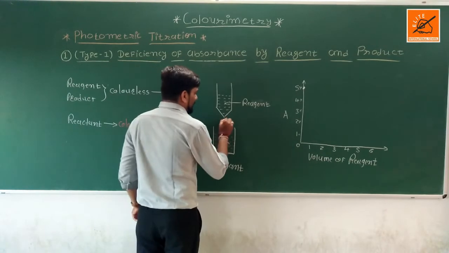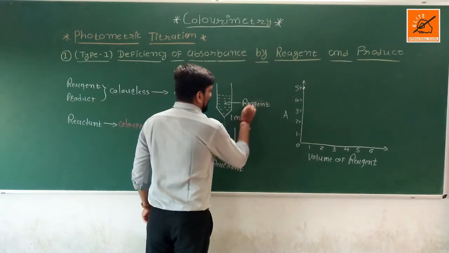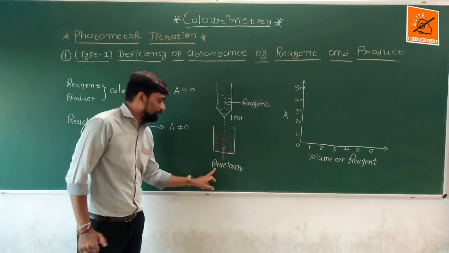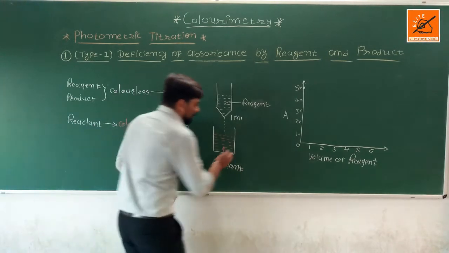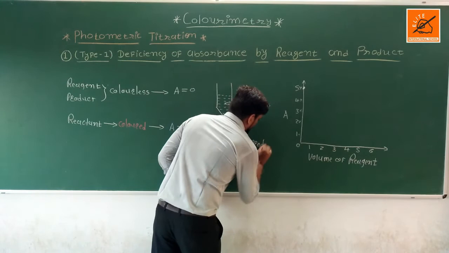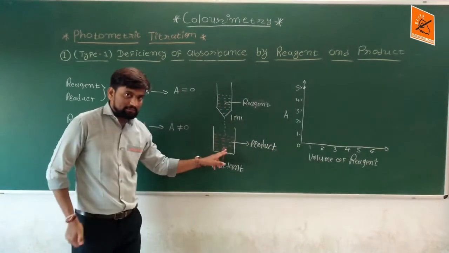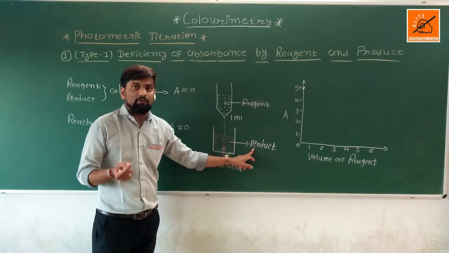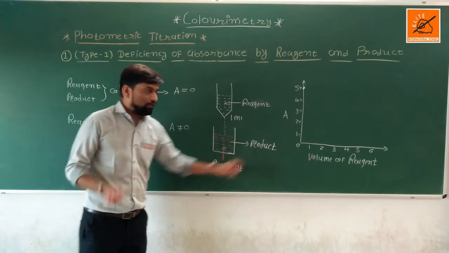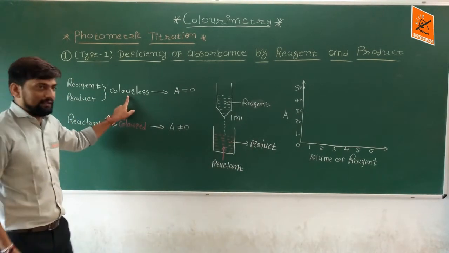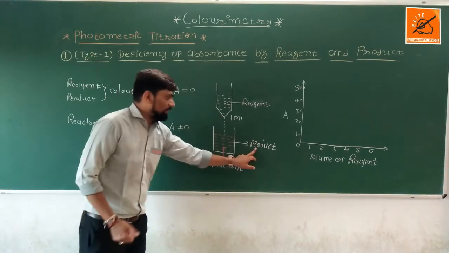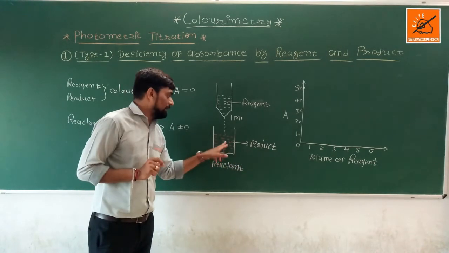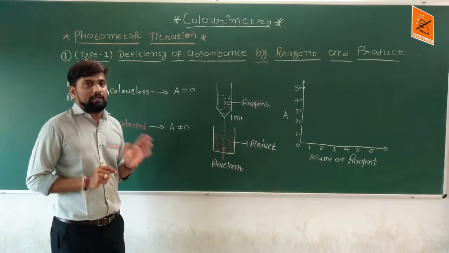Next, we will add 1 ml. Suppose 1 ml of reagent is added into the flask. This 1 ml of reagent reacts with the reactant and converts into the product. This product is formed in the flask and it is also colorless. So this product is colorless. That's why light is not absorbed by it, because reagent and product are both colorless. That's why absorbance is equal to 0. So here the product is formed but light is not absorbed by it.